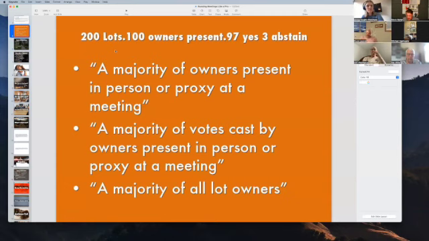Let's say whatever you're voting on requires the approval of a majority of all lot owners. What's that take? 101. 101, and you're not going to get it because there are only 100 present. So my point is that a lot of your documents will have language like this, so be very, very careful and cautious when reading it to make sure you understand what the voting threshold is.